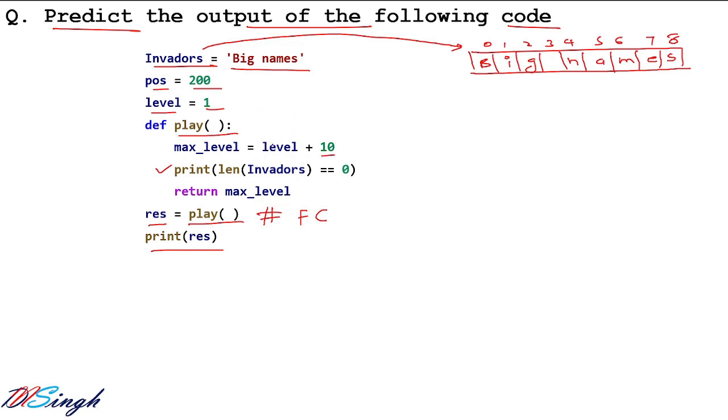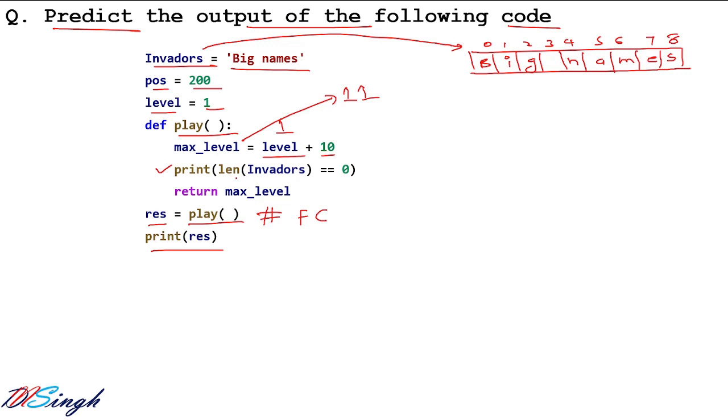As Python tries to resolve the value of this variable level, it will not find it in the local scope, so it will go to the global scope where it finds this variable level as 1, and the value will be replaced from there. So max level will have how much? It will have 10 plus 1, that is equal to 11.